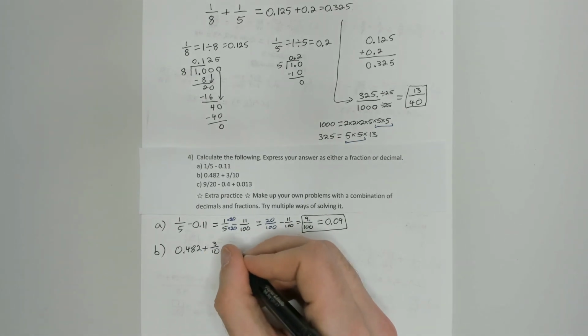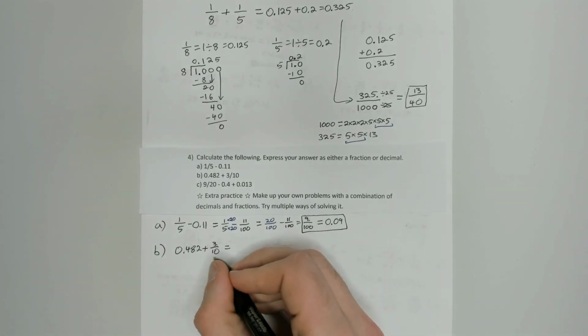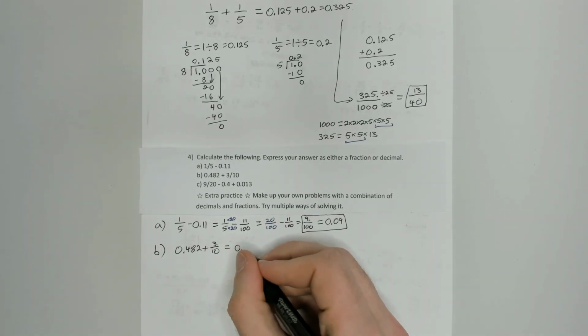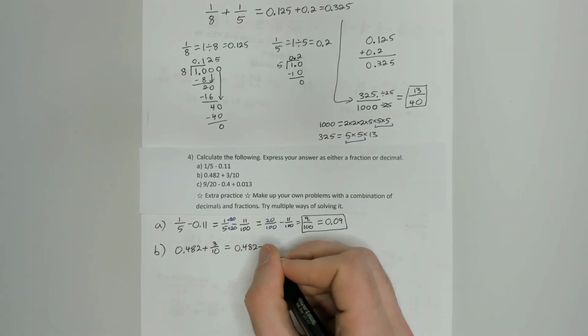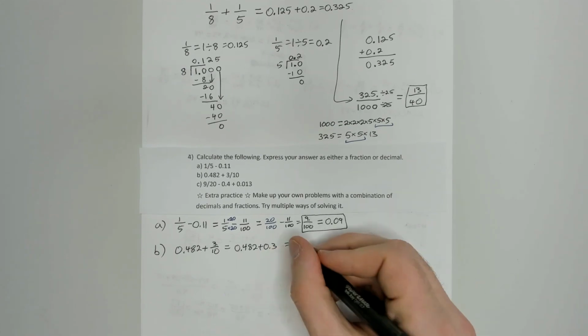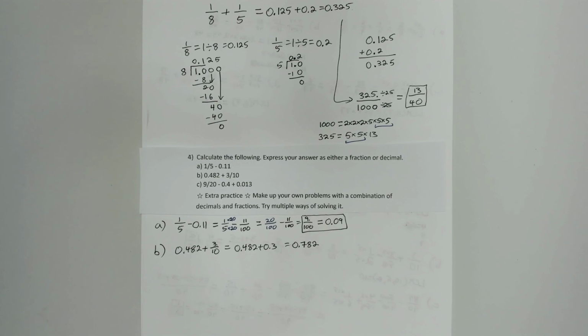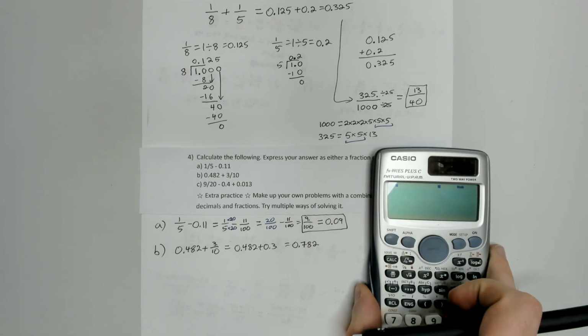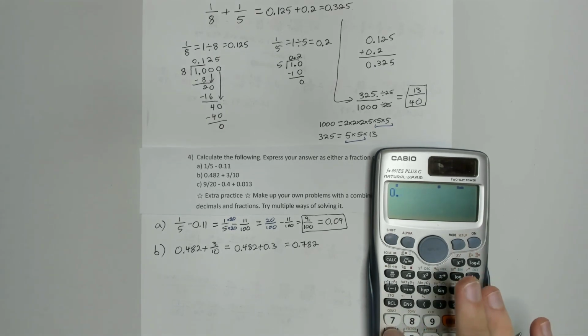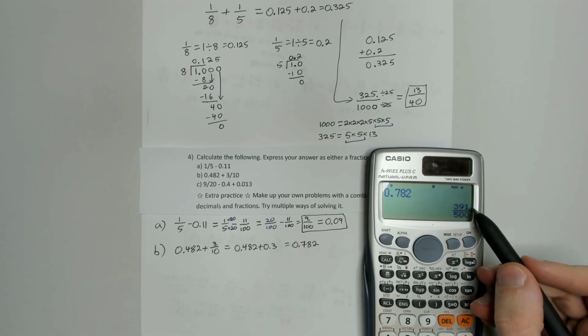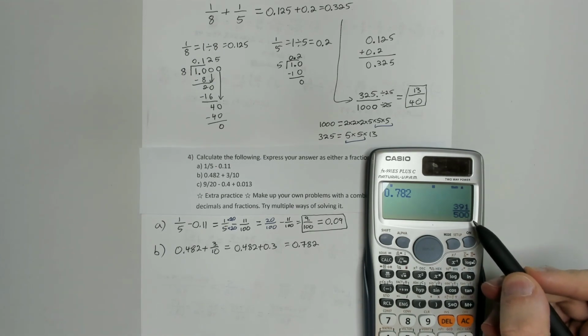So converting 3/10 into a decimal, since we're dividing by 10 here technically, all we have to do is move this decimal over by 1. So this gives us 0.482 plus 0.3, which is going to become 0.782. And we can express that as a fraction. If you're interested, I'll just do that with my calculator here. 0.782 as a fraction looks like it's going to be 391 out of 500.